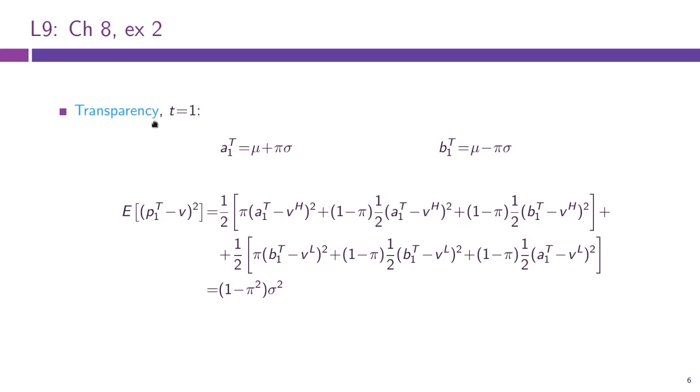So here, under transparency in period 1, we have shown that prices will be pretty much Glosten-Milgrom prices. So the ask price will be mu plus pi sigma. And the bid will be mu minus pi sigma. So let us plug these into this expectation, into this residual variance expression. That's what I meant.